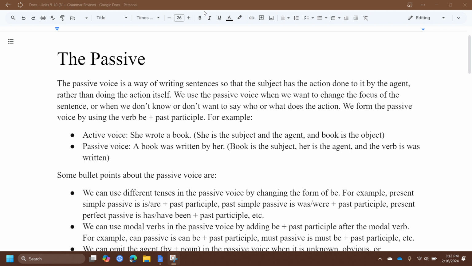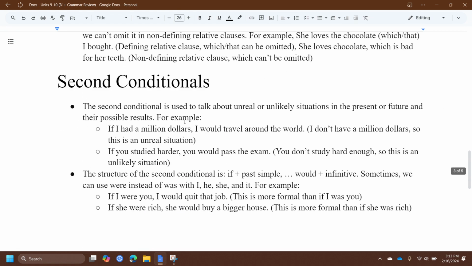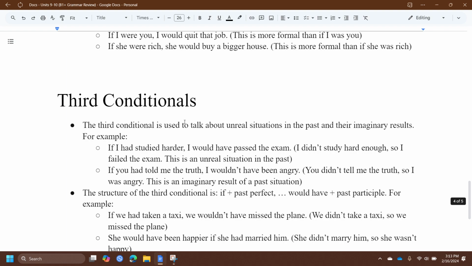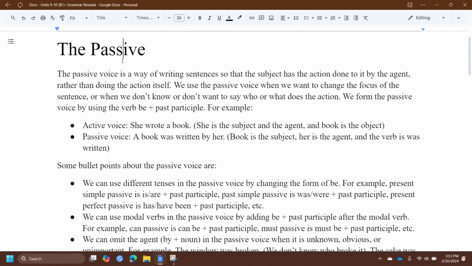This will be part number 4 of the English Grammar Review for the B1 Plus course, or intermediate level of the English language. And we are going over 4 different grammar topics. They range from the passive, then we're going to talk about relative clauses, and then we're going to talk about second conditionals and third conditionals. So without further ado, let's start.